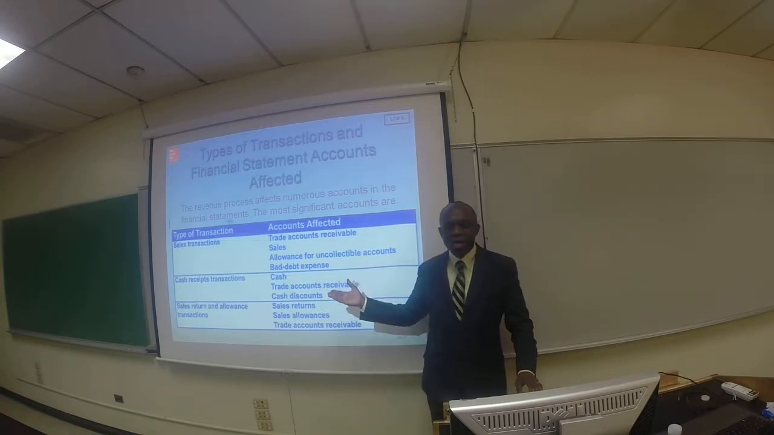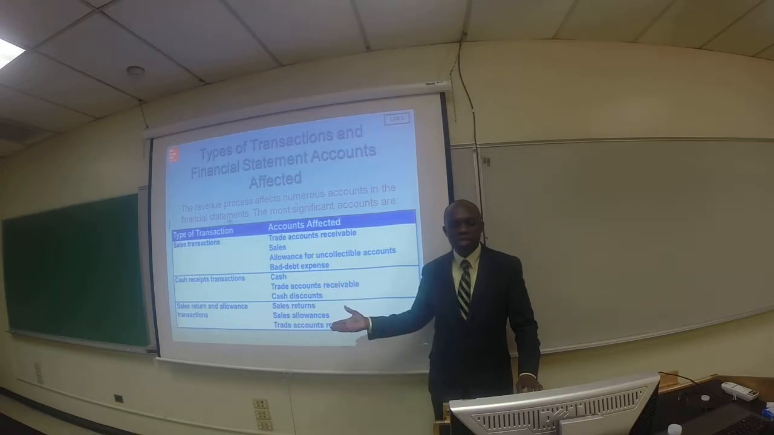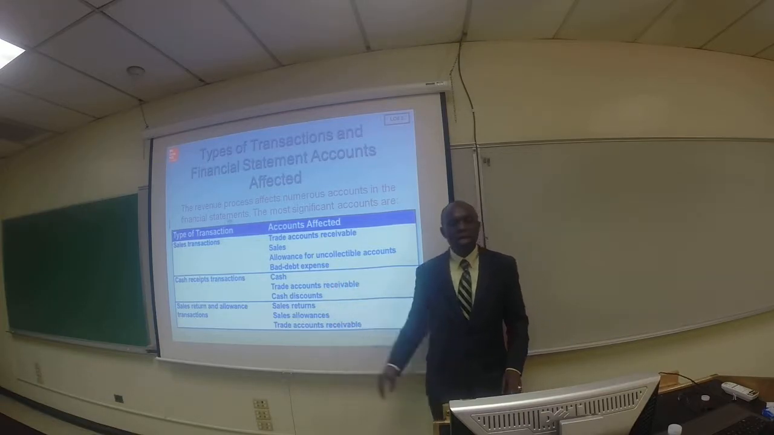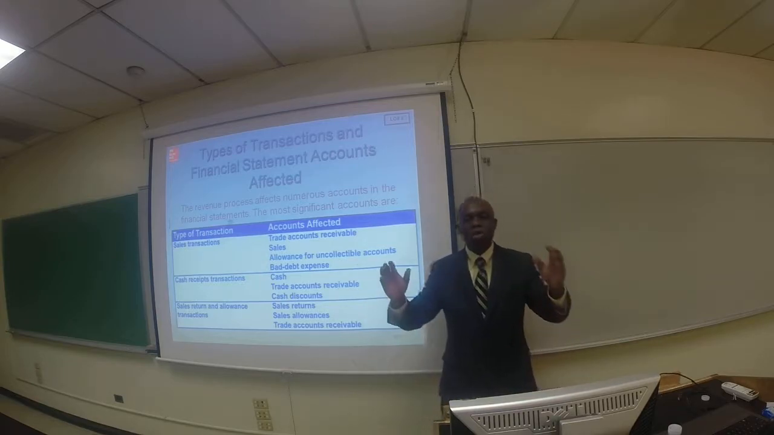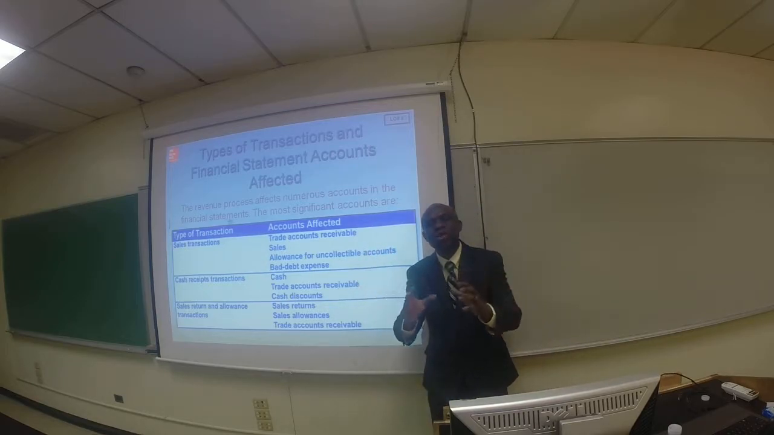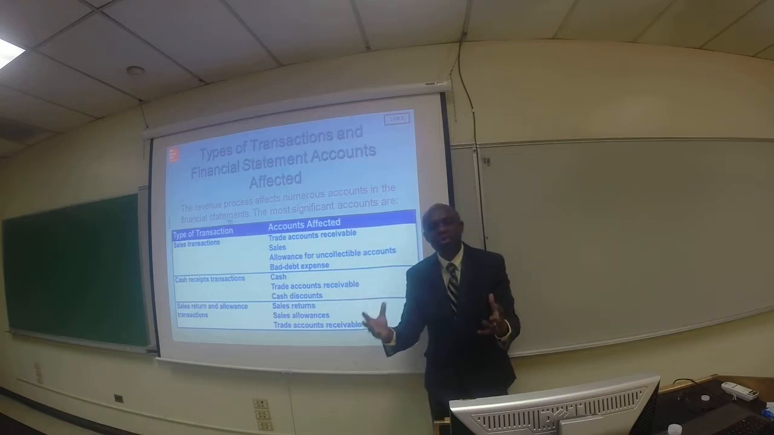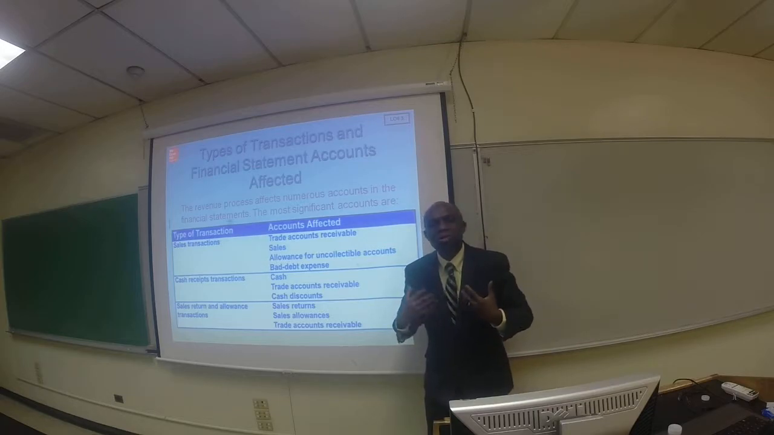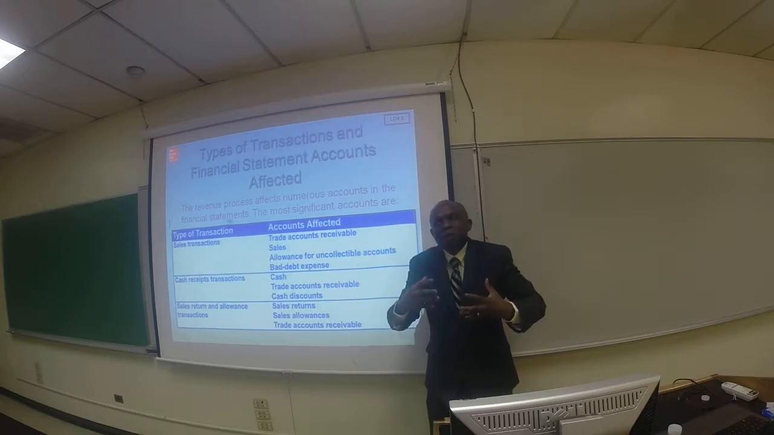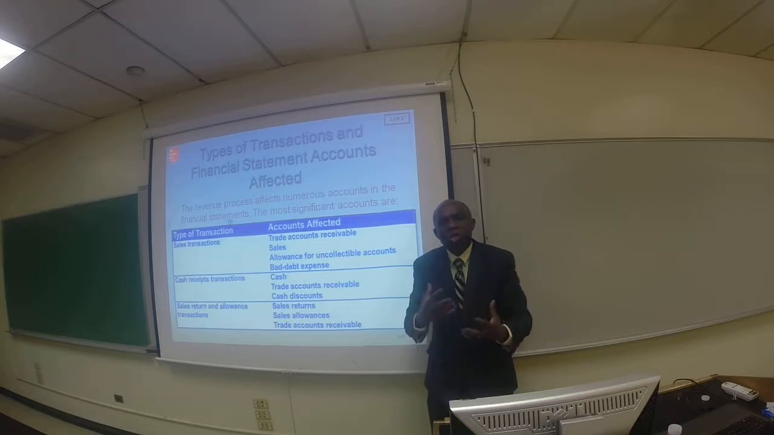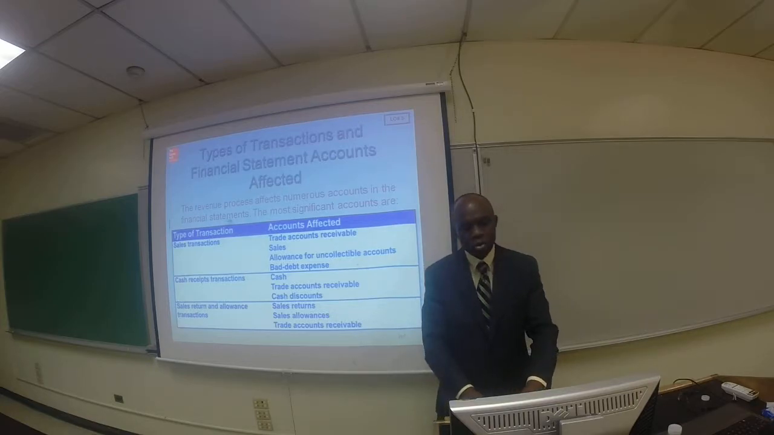So take a look at cash receipt transactions and sales returns and allowances. We marshal out here the accounts that are being affected. So the question is, why are we interested in knowing types of transactions relative to revenue recognition and the accounts that are affected? We need to know that because as auditors, if we don't have an understanding of the process or the types of transactions that normally occur and the accounts that are affected, of course, that will impede our ability to effectively audit the revenue process.